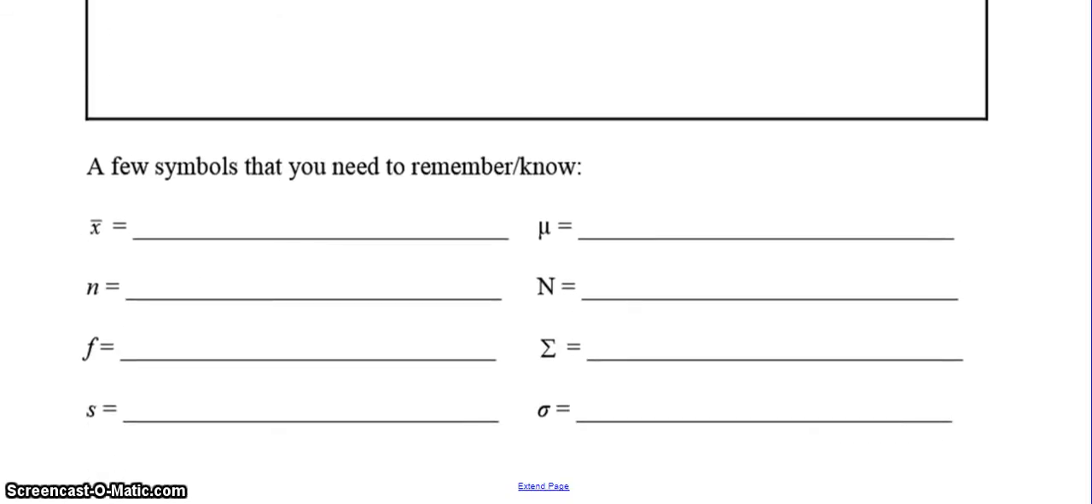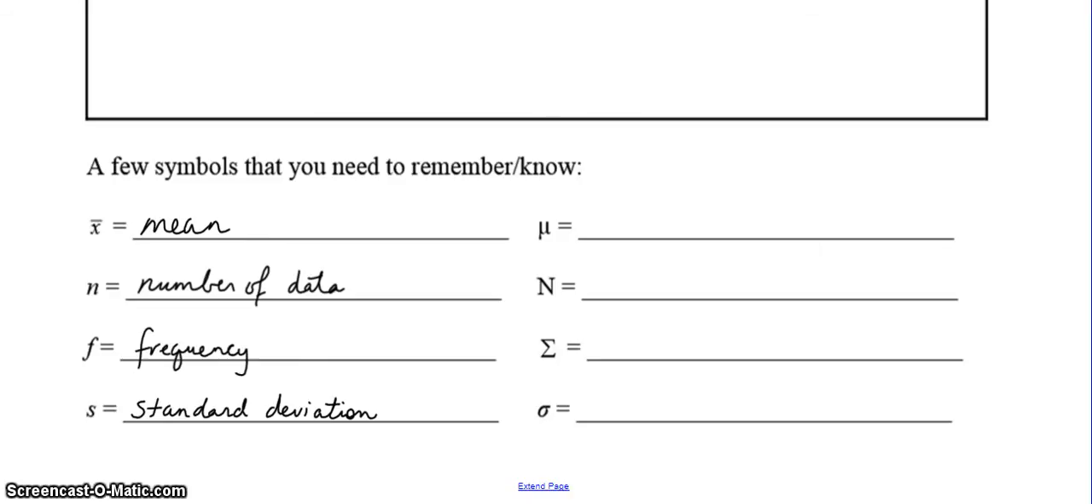But before we do it, there's a few symbols that you need to remember or you need to know. So first of all, you should know already that X bar represents the mean. You should also know by now that N represents number of data. This one you should also know, the F stands for frequency. And here's the new one, S stands for standard deviation. This symbol here you have also seen before. That symbol right there stands for sum, which of course means to add up.